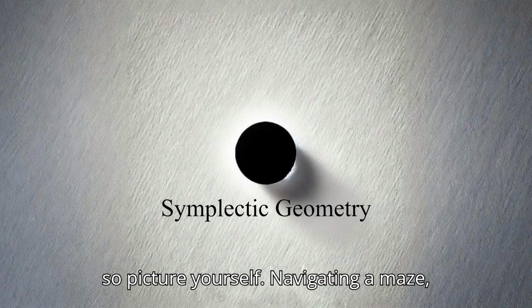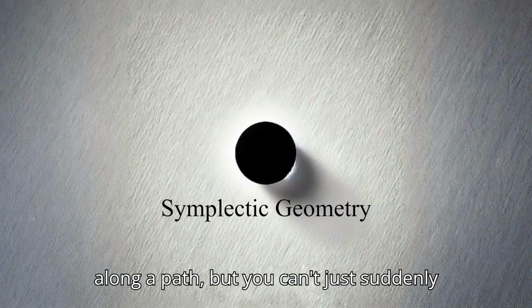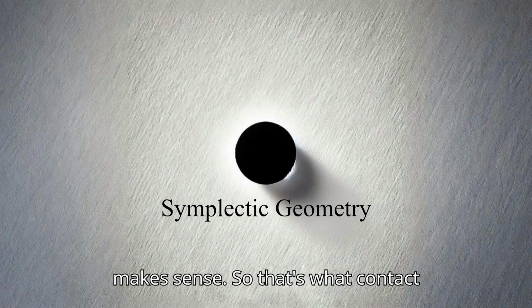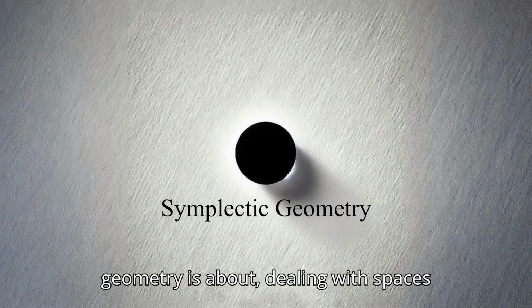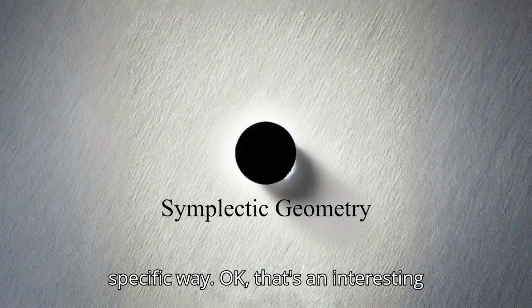Okay. So picture yourself navigating a maze. You can move forward or backward along a path, but you can't just suddenly decide to move through walls. Right. That makes sense. So that's what contact geometry is about, dealing with spaces where movement is restricted in a specific way. Okay, that's an interesting way to think about it.